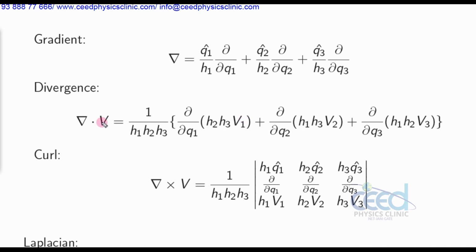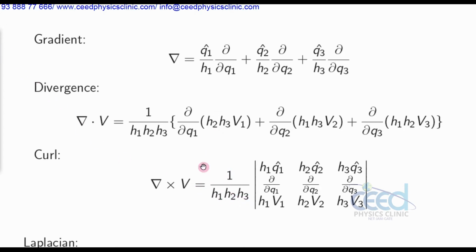So v is a function of v1 i cap plus v2 j cap plus v3 k cap. So v I can take as v1, v2 and v3, that is, the coefficients of i cap, j cap and k cap in the v expression. The remaining you know, you can substitute here. Similarly, for del cross v also you can substitute h1, h2, h3 based on that.